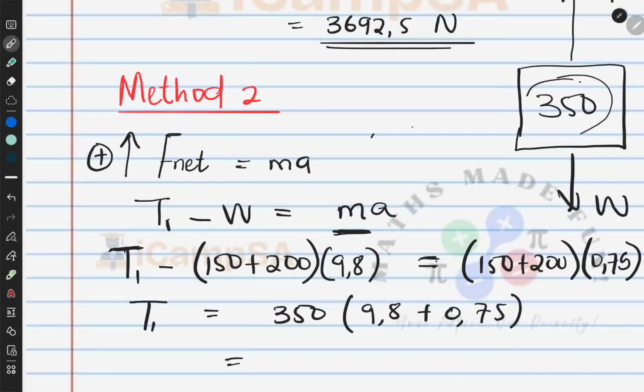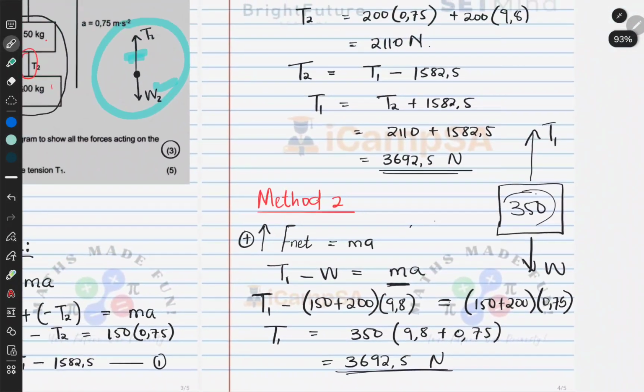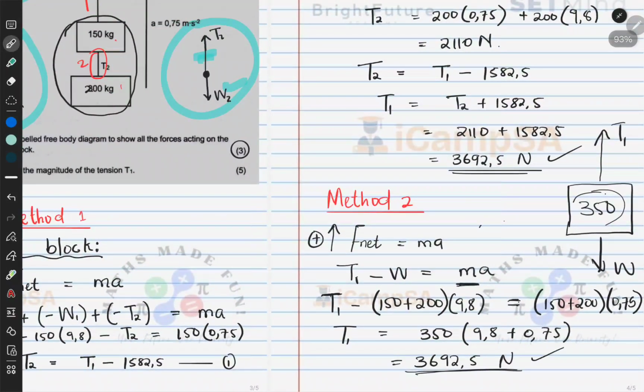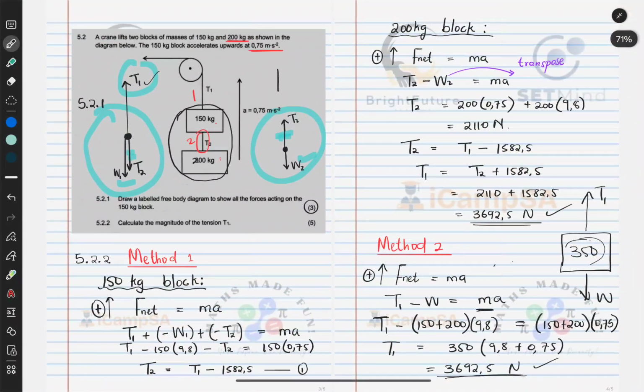350 plus 0.75. You get 3692.5 newtons. This is what I get. So this is my answer. Let me check if it's the same as the first method. It is indeed the same as the first method. So this is how you would work out a system like this one.